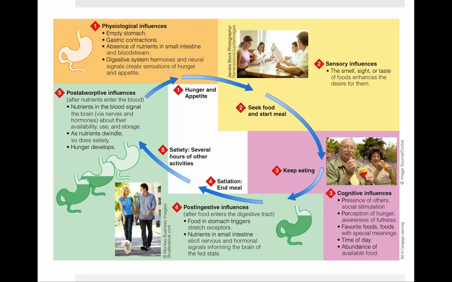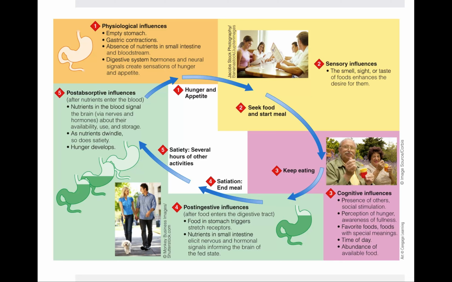A little bit about the relationship between hunger, appetite, satiation, and satiety. If you haven't heard those terms, satiation and satiety refer to the feeling of being full. Now our goal is to be full of nourishing foods so we get enough nutrition but not too much, that we feel satisfied but that we don't overdo it or underdo it. So let's start in the upper left-hand portion at step 1, the physiological influences.